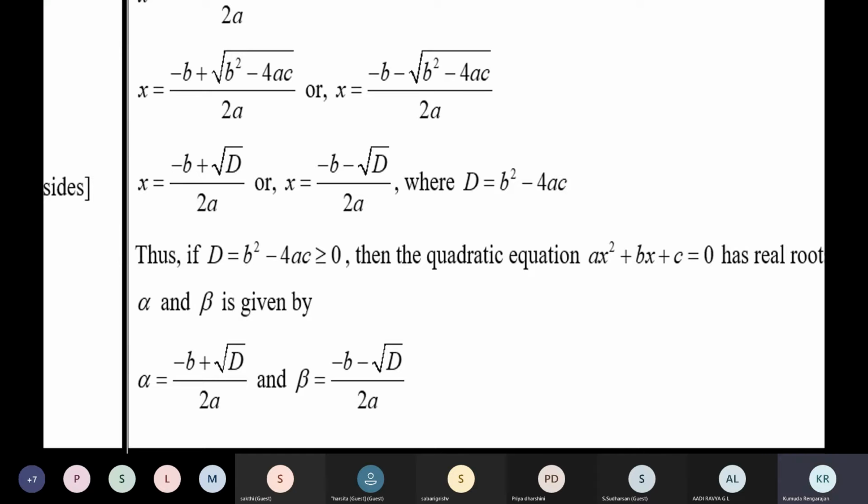But when you consider this equation x squared plus 64 is equal to 0, on solving we get x squared is equal to minus 64, x is equal to square root of minus 64. There is no real value for square root of minus 64. That means the given quadratic equation, that is x squared plus 64 is equal to 0, has no real roots. Its roots are imaginary. It's a complex number. The roots are complex numbers.